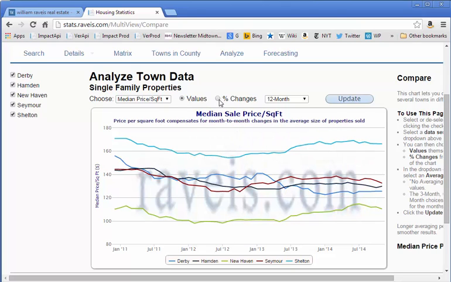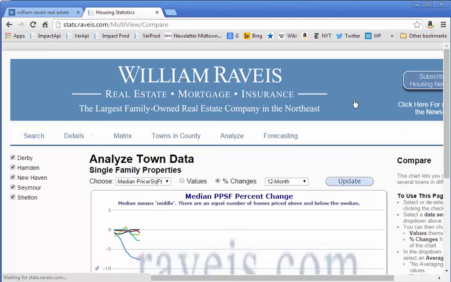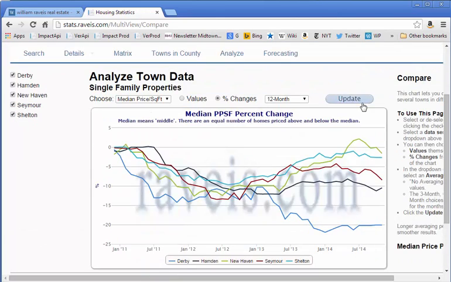Let's take a look now at the percent changes in price per square foot to see how values have changed over the last few years. We click the update button. The system brings back a chart of changes since December 2010. And we can see out here that Derby has dropped about 20%, Hamden's down 11%. New Haven, even on a price per square foot, is just about breaking even compared with where it was several years ago.